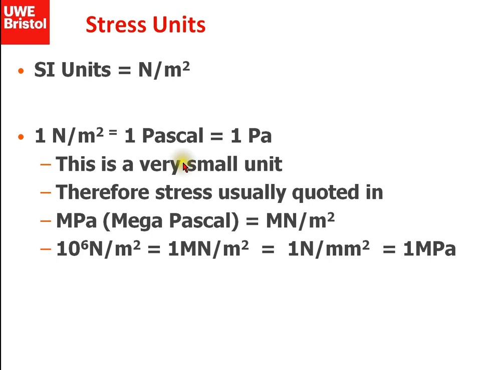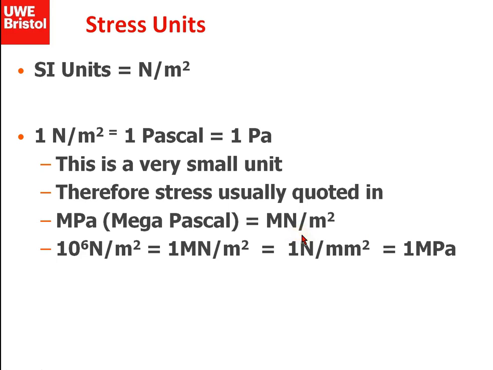at least. Now Pascal is a very small unit in terms of atmospheric pressure, for example. The pressure that we are being exerted upon by the atmosphere at ground level is about 101,000 pascals. So that's an awful lot of pascals. So when we're pulling bars apart and that sort of thing, we're going to be working in the millions and possibly even the billions.